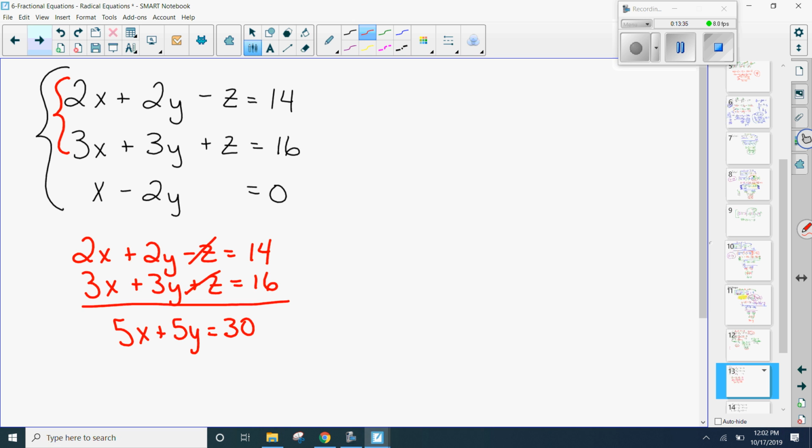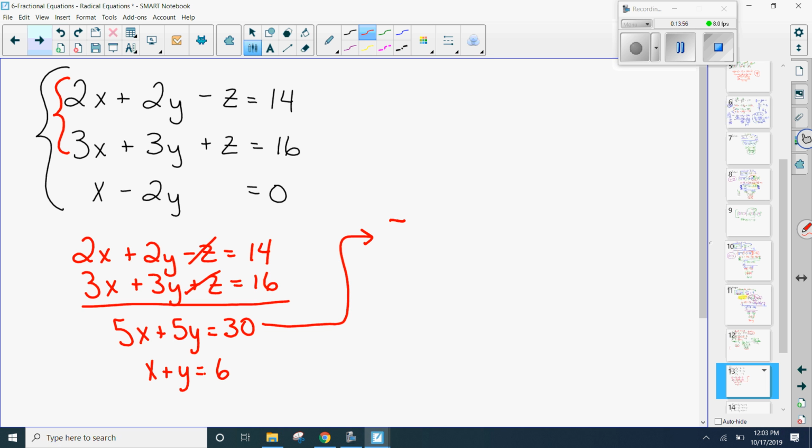Now you can use that equation. What's an equivalent equation to that? What if I divide both sides by 5? What do you get? x plus y is equal to 6. You could do that. You have smaller numbers. That's okay.